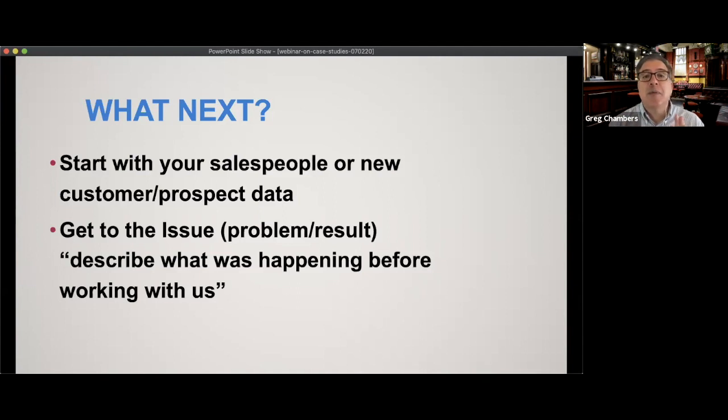So start with your salespeople, get those ideas, and then get to that issue, right? So describe what was happening before working with us. If you could tell us, customer, what was happening in your best words, which, by the way, should sound a lot different than how you talk internally. And in many ways, it should be a lot more innocent, right? It takes 6 months working inside a company before you start sounding and talking and describing things the way that everybody inside the company does. What you've lost is that before I got here, this is how I would have described everything.